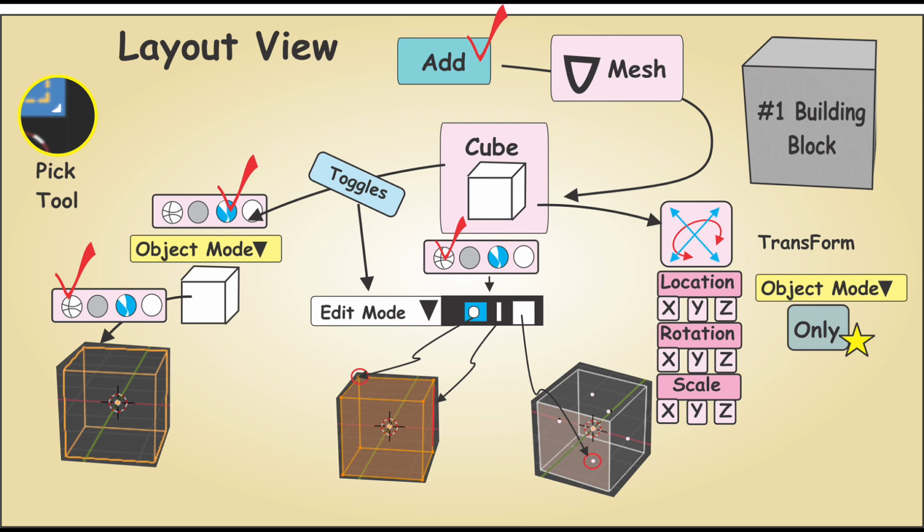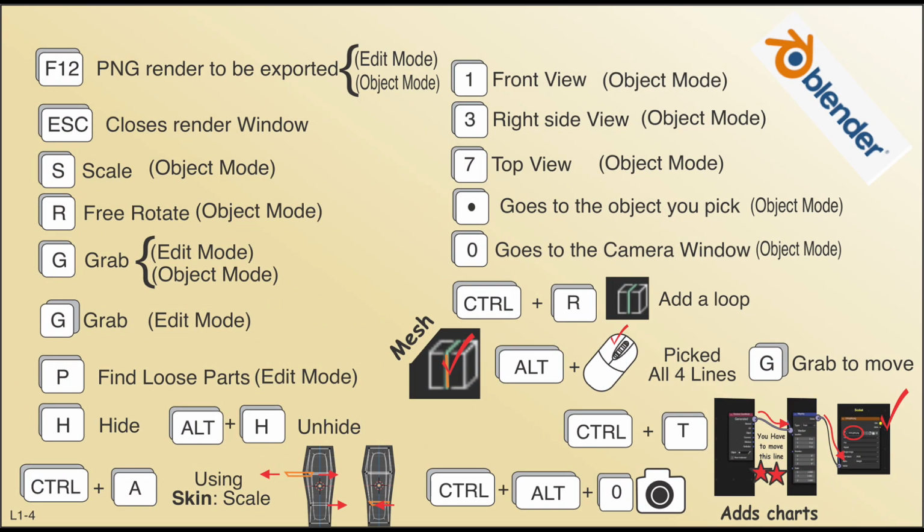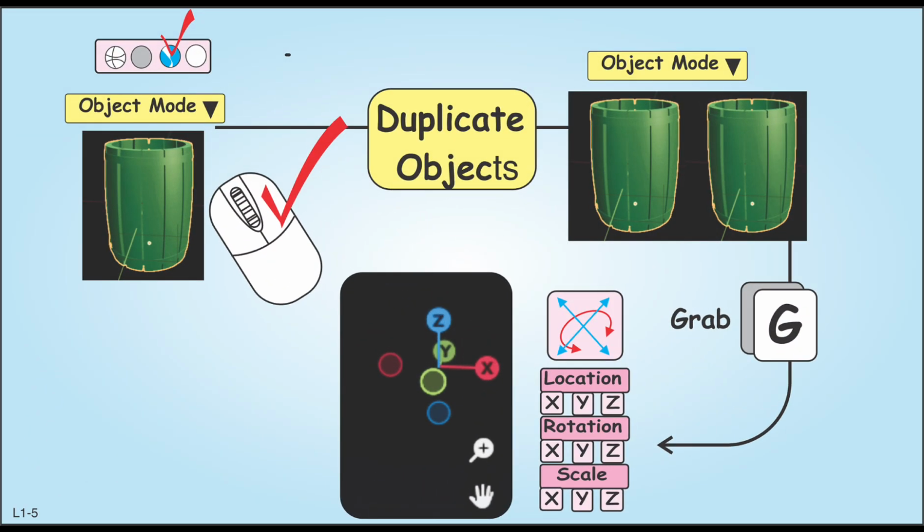The cube, in object mode only, has a transform chart that manipulates the object. Try these keys, especially the keys for view directions like 1 front view, 3 side view, 7 top view. Duplicating objects is easy. Right-click and pick Duplicate Object. Drag or use the G key to move the object along with the Transform and Gizmo tool.